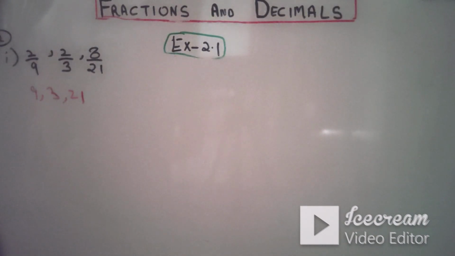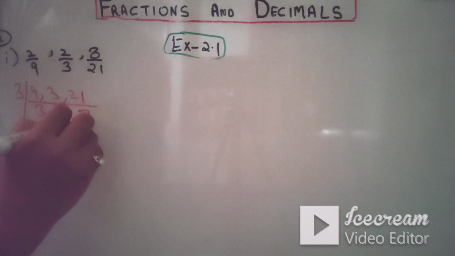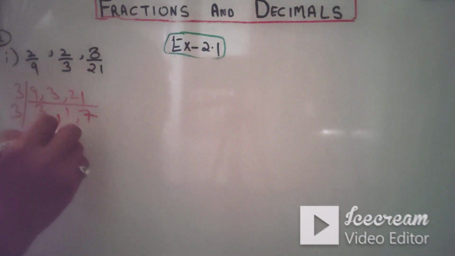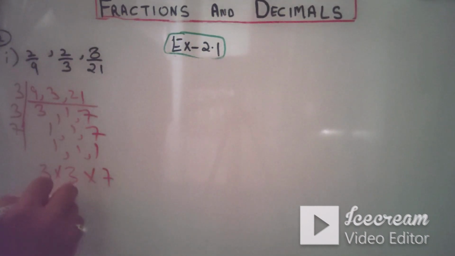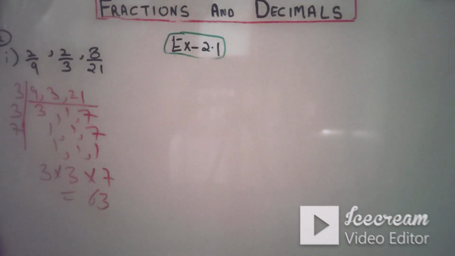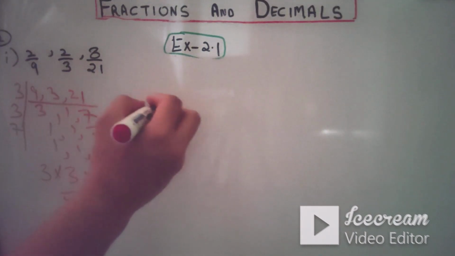Okay, 9, 3 and 21. So we will take the LCM of these, and what will the answer be? 3, 1. This will be 7 and 7, 1. So what did we get as LCM? We got 3, 3, 9. 9 into 7 is 63. So our LCM is 63. Okay.